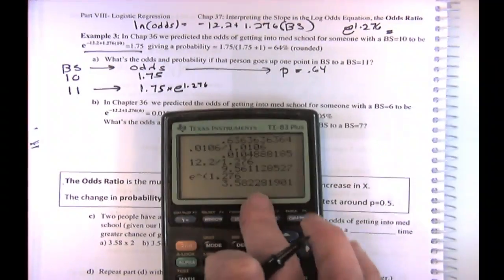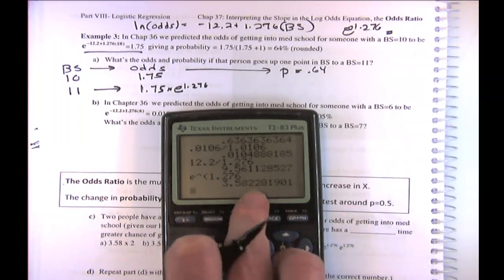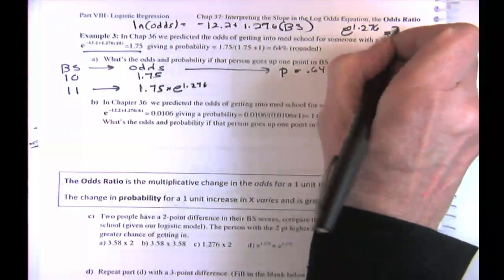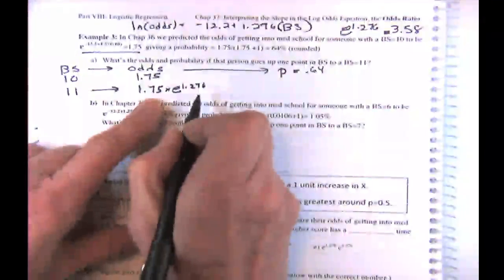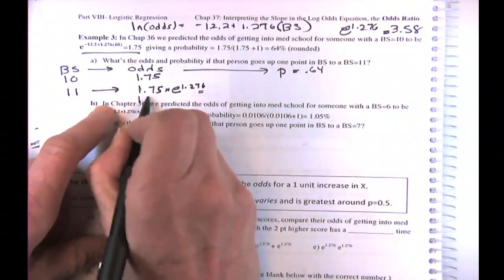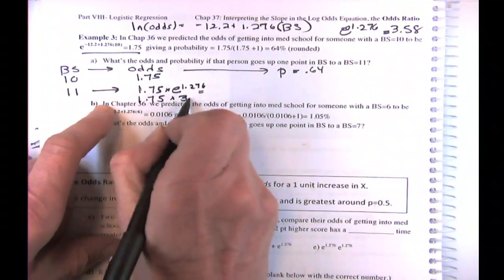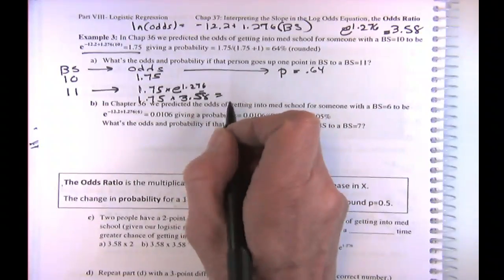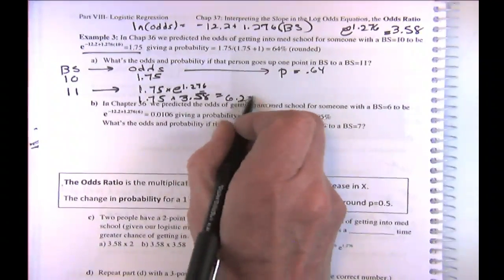So that's about 3.58. Maybe I'll just use that. It'll make it easier to see. So this is the fixed multiplicative factor. All we're doing is taking 1.75 and multiplying it by 3 to the 0.58. Okay? And I did that, and I got 6.27.